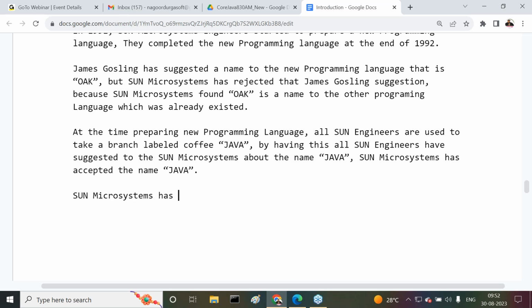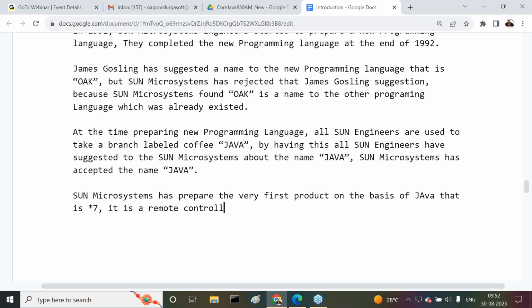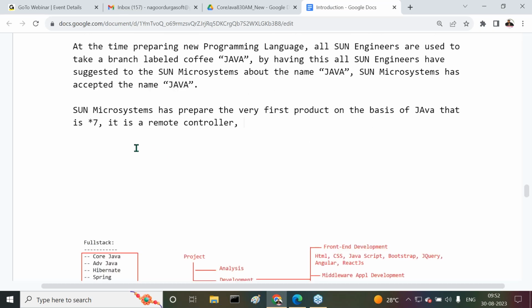Sun Microsystems prepared the very first product on the basis of Java, that is Star 7. It is a remote controller. The very first product was created on the basis of Java, that is Star 7. It's a remote controller. Please recognize this point here. Remote controller.